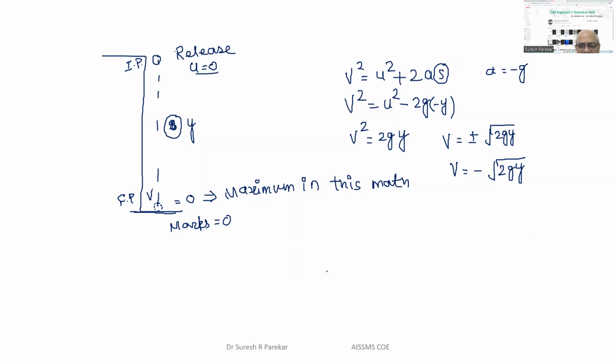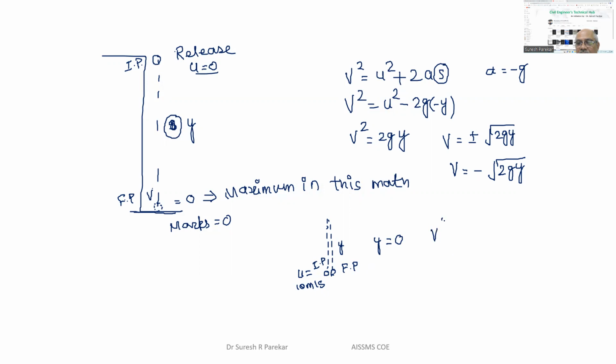Now, let me take a simple problem: you throw a particle at 10 meter per second. What will be its velocity when it comes back to the ground? The problem is very simple. So u is 10 meter per second. Then what will be the value of v? What is the displacement, Y? I have the initial position here and the final position here. Then what will be the value of Y? Y is 0 because the distance between initial and final is 0.